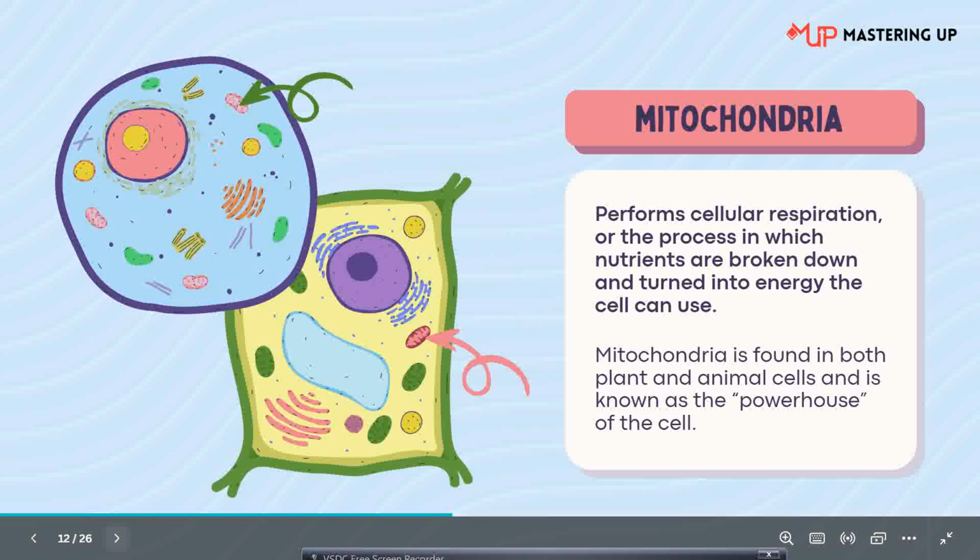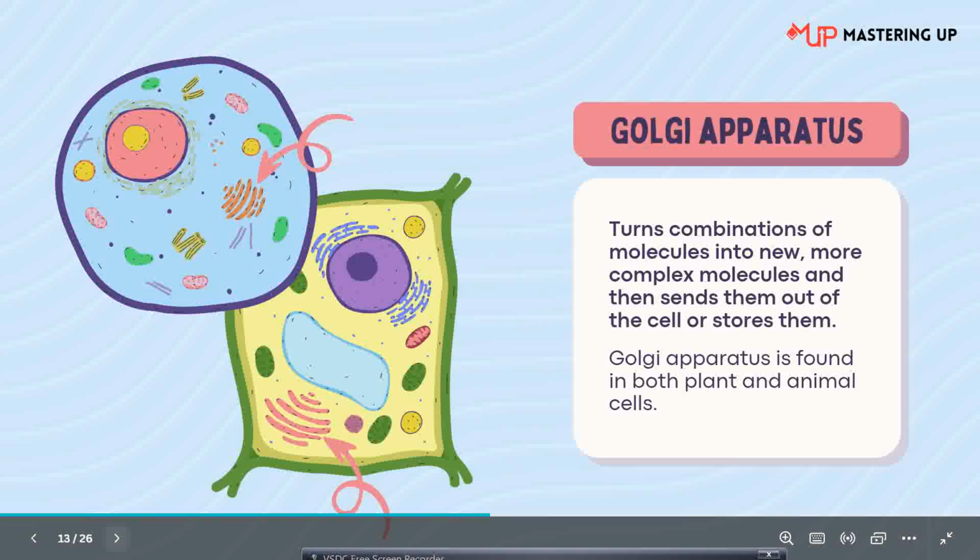Okay, so then coming to mitochondria, it performs cellular respiration, the process in which the nutrients are broken down and turned into energy the cell can use. And mitochondria is found in both plant and animal cell and it is known as the powerhouse of the cell. So which cell organelle is known as the powerhouse of the cell? It is mitochondria. And where is respiration taking place? It is in mitochondria.